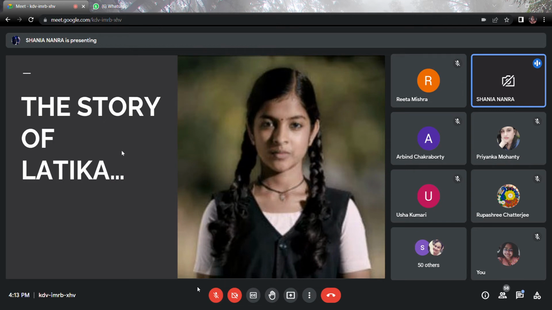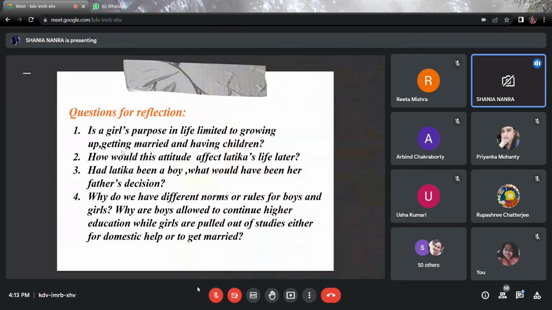After hearing Latika's story, there are some questions for reflection. Is a girl's purpose in life limited to growing up, getting married, and having children? How would this attitude affect Latika's life later? Will she be independent, or will she be fearless? No. This would change everything for her. Had Latika been a boy, what would have been her father's decision? Because he said, who would give dowry for a more educated bridegroom? So now we understand that the social construct needs to be re-established.